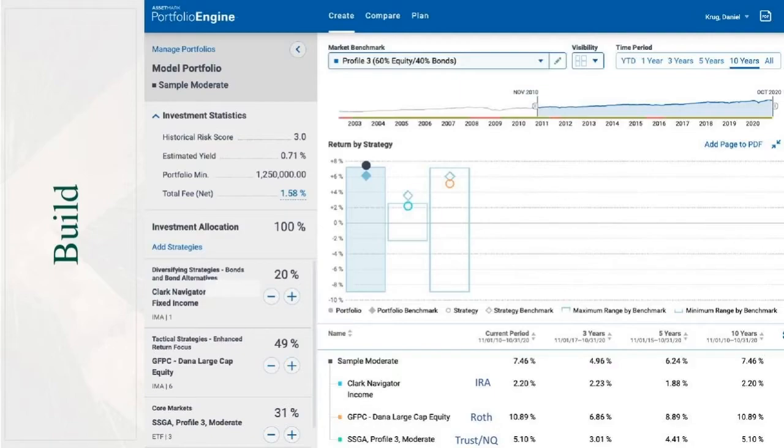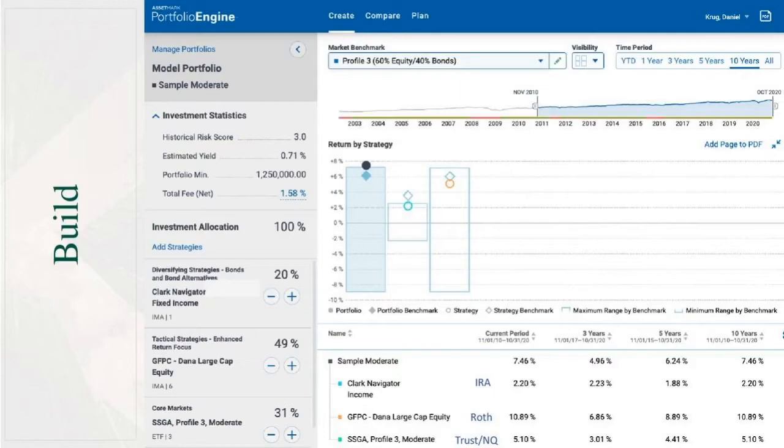Then you go to the Clark Navigator. This is your taxable income. Well, that's only at about a 2.2%. Again, I'm not really concerned with that because that's my biggest tax problem right there. And then when I look at the moderate portfolio, the 10-year return there is about 5.1.